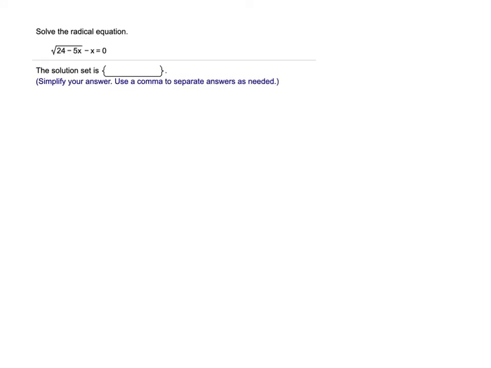Okay, solve the radical equation. When we do this, we have the square root of 24 minus 5x.